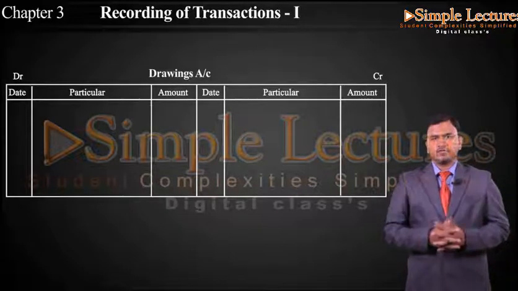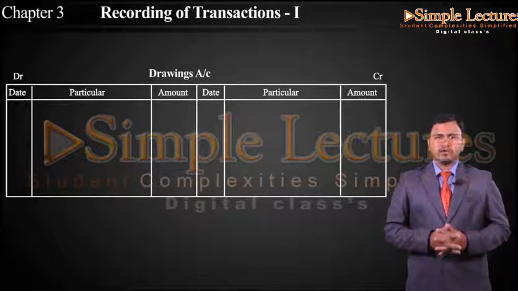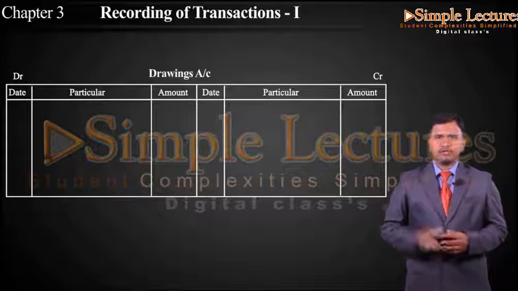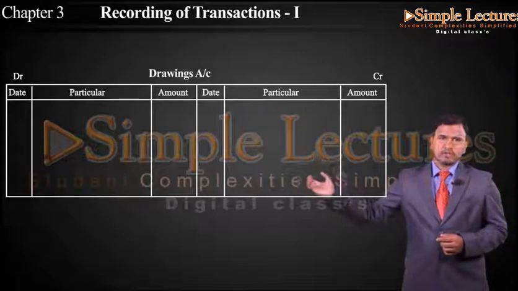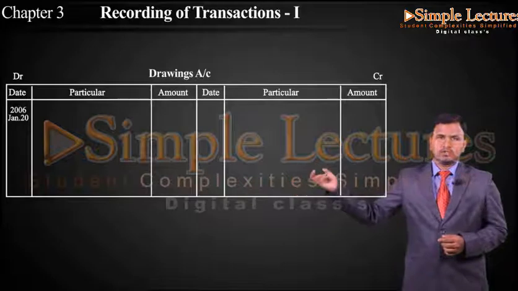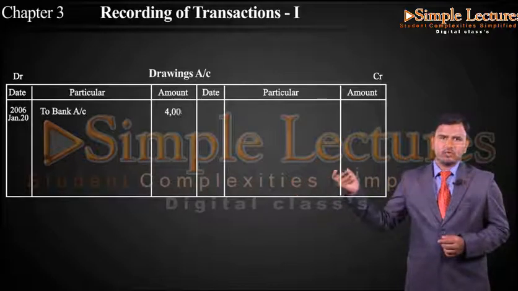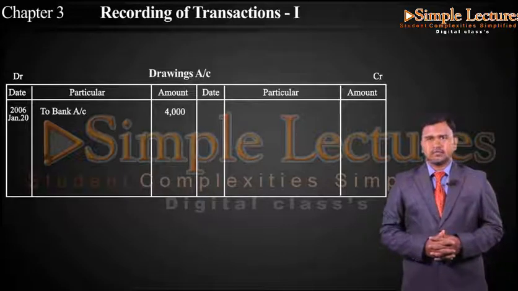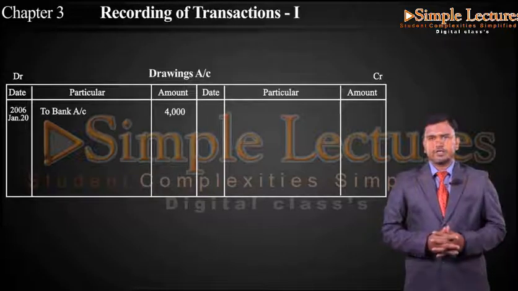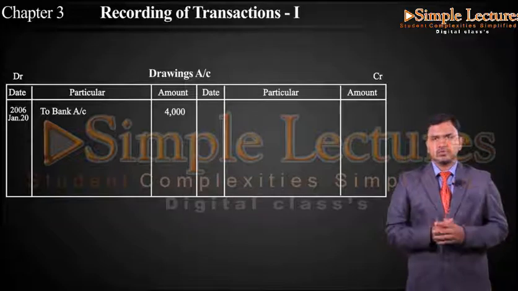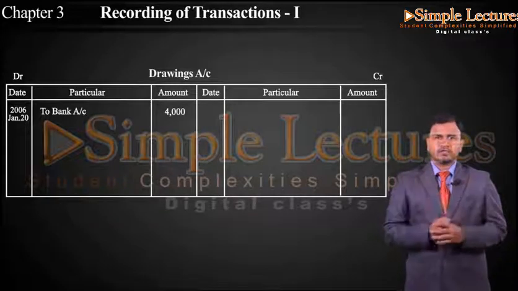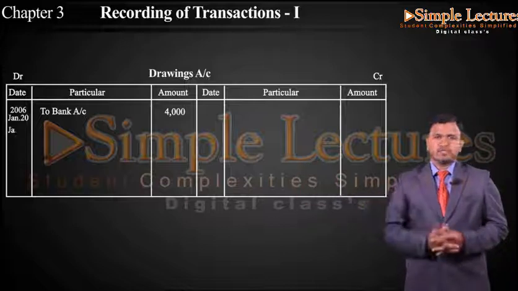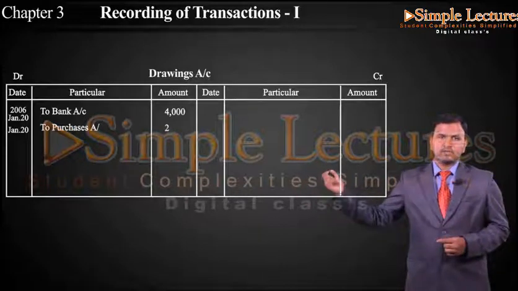On Jan 20th we have the entry drawings account debtor to bank account. Where drawings were debited, we take it on the debit side of the drawings account: Jan 20th to bank account 4,000. The next entry is on Jan 23rd, where drawings account debtor to purchases account 2,000. Again drawings was debited, so we take it on the debit side: Jan 23rd to purchases account 2,000.